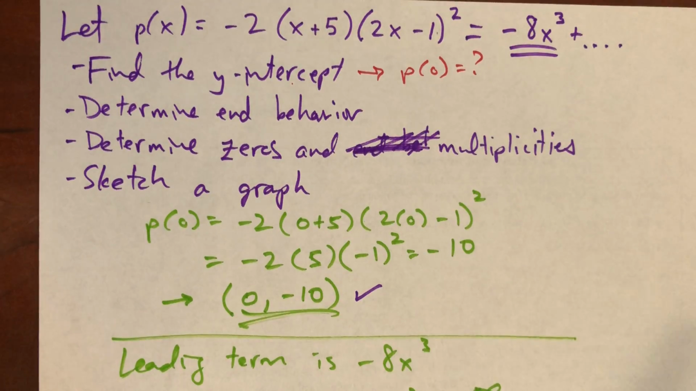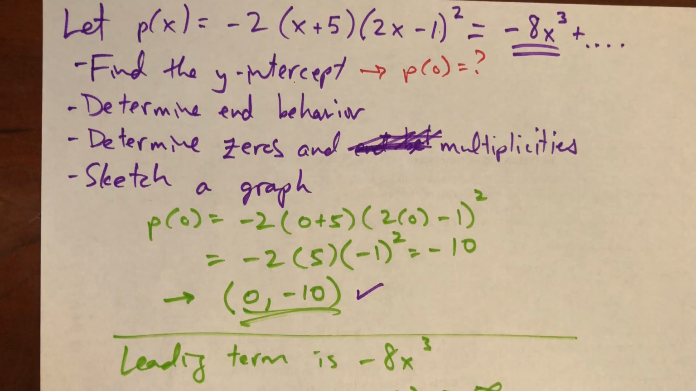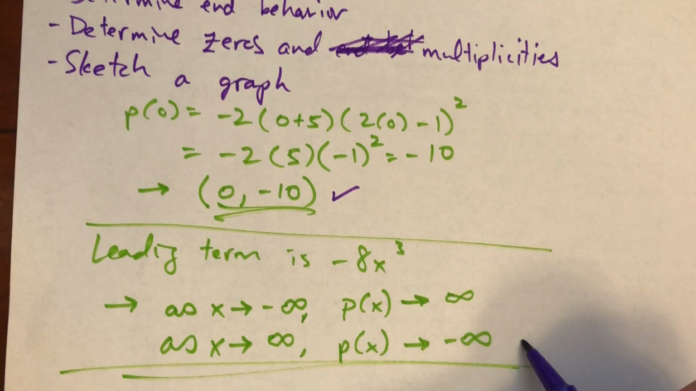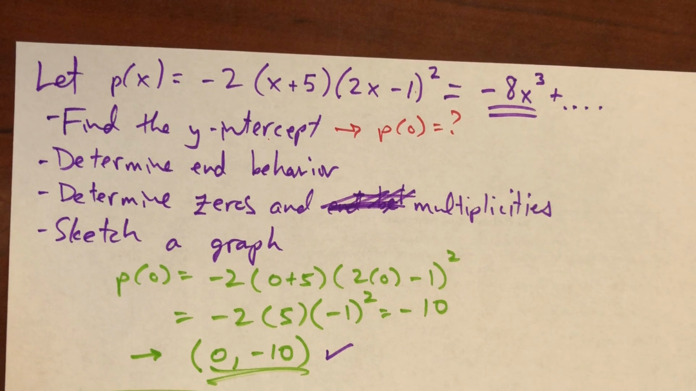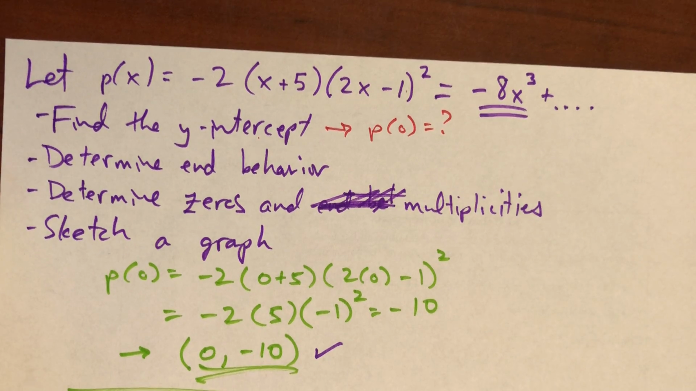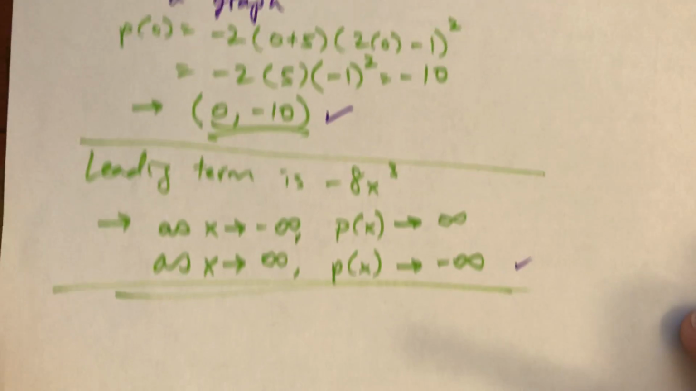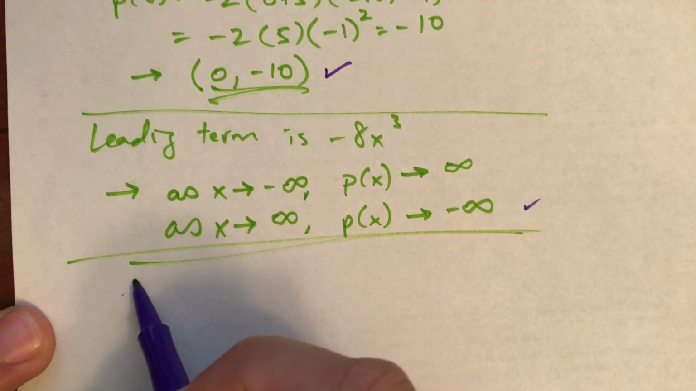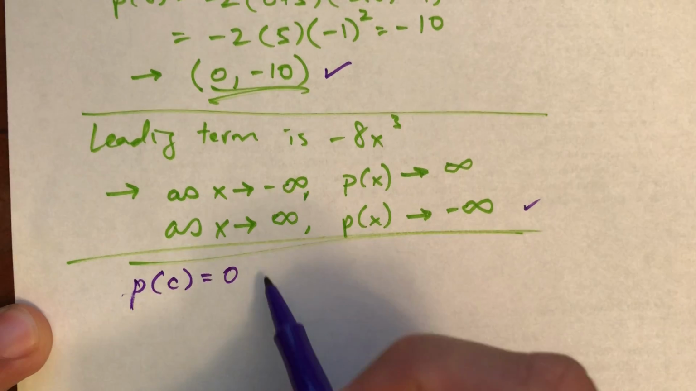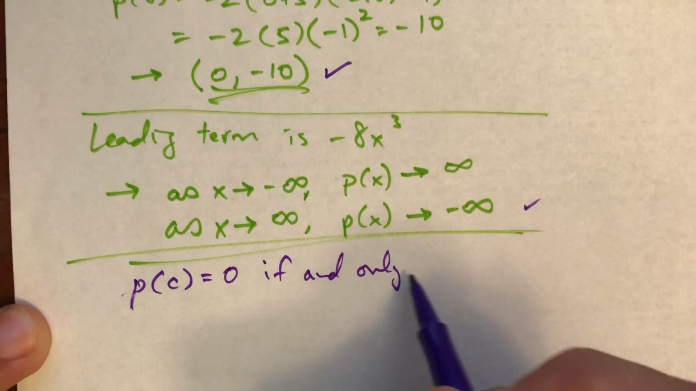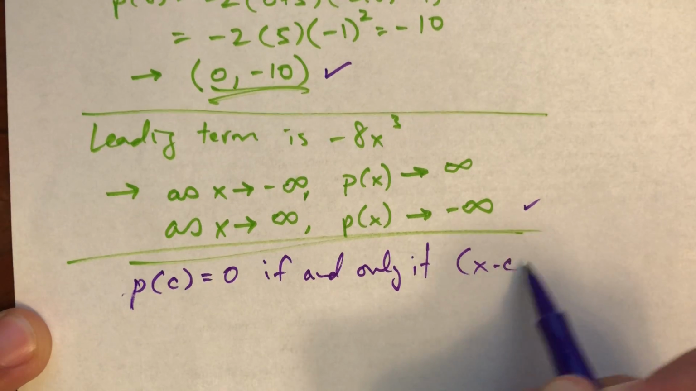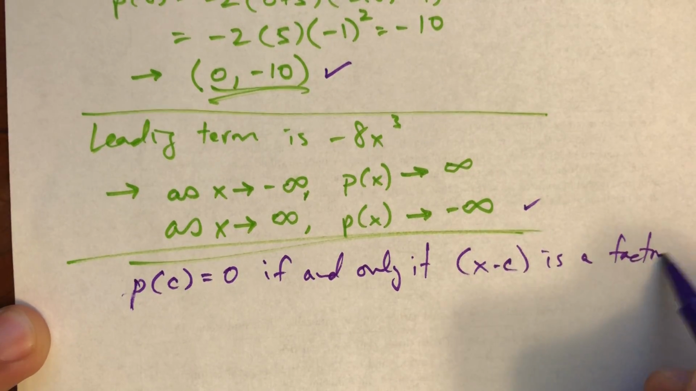Okay, so we've got the y-intercept, we've got the end behavior, and now we can determine zeros and their multiplicities. So this is another application of that nice factor theorem. We're just going to use it the other direction than what we used in the previous video. So we know, I'll just rewrite this: P of c equals 0 if and only if x minus c is a factor of P.